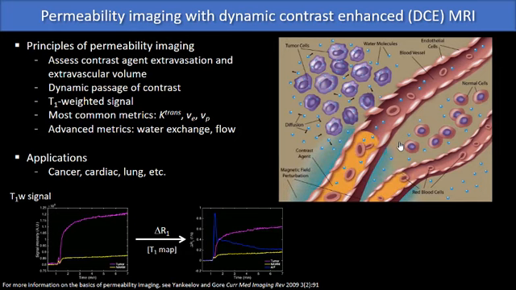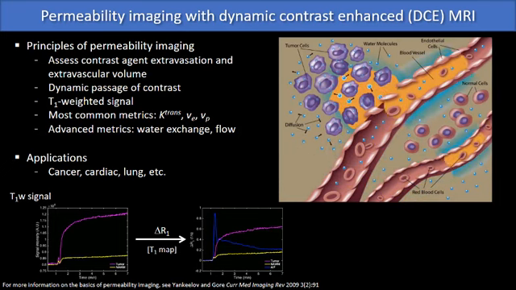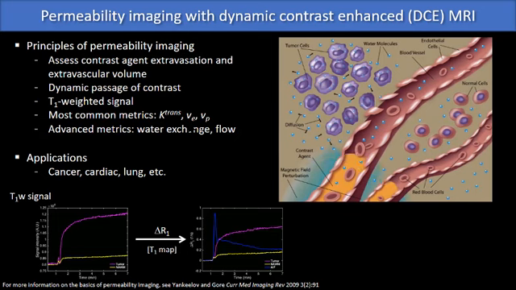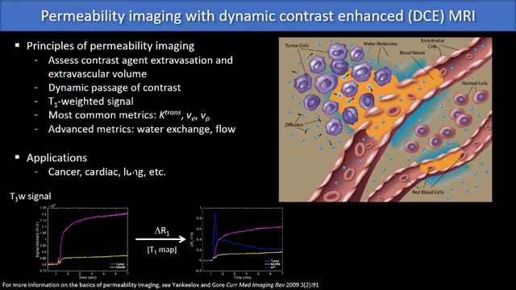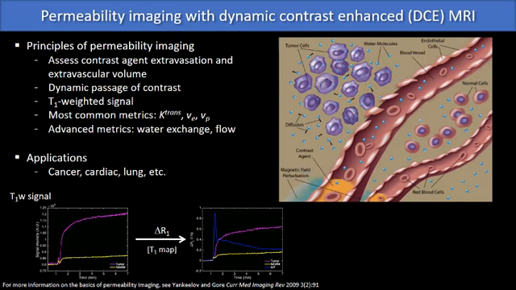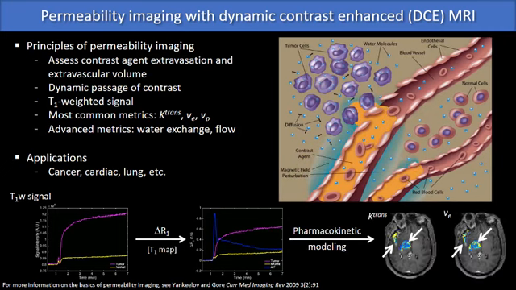Again, it's a dynamic passage of contrast. So it's similar in that we're injecting a gadolinium-based agent. This time we're looking at a T1 weighted signal, and the most common metrics are K-trans, VE, VP. There are always advanced metrics and advanced methods. Applications for this are a bit wider. It's non-neuro and neuro, cancer, cardiac, lung. There's a lot of different things you can do. This time we're not looking for a signal drop, we're looking for signal increase. And if we have a T1 map, we can convert that to a delta R1. With pharmacokinetic modeling, we can get the K-trans term or the VE, and this is a glioblastoma.